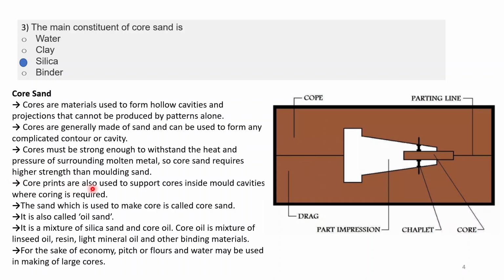Core prints are also used to support cores inside mold cavities where coring is required. The sand which is used to make core is called core sand, and it is also called oil sand. It is the mixture of silica sand and core oil. Core oil is a mixture of linseed oil, resin, light mineral oil and other binding materials. And for the sake of economy, pitch or flour and water may be used in making of large cores.